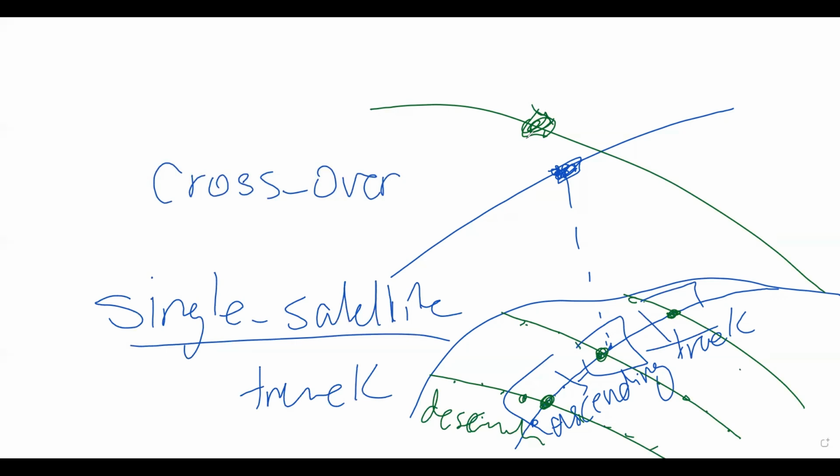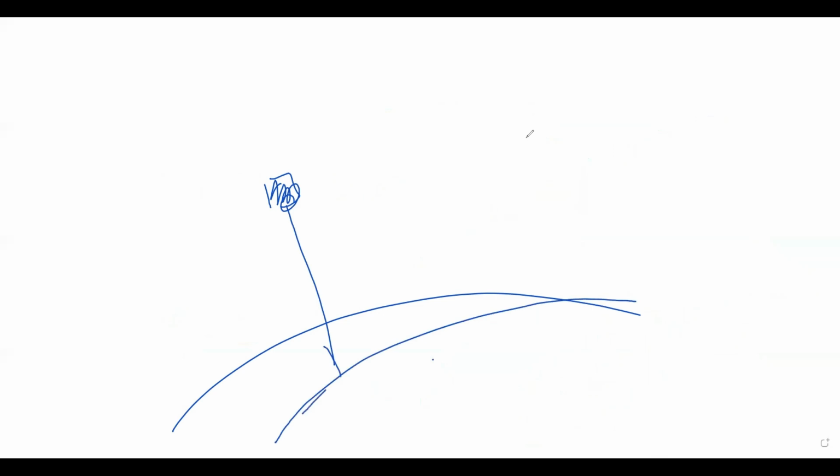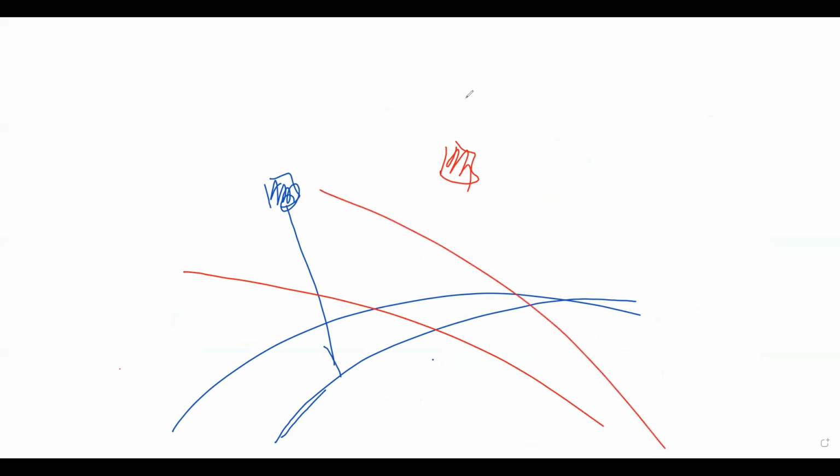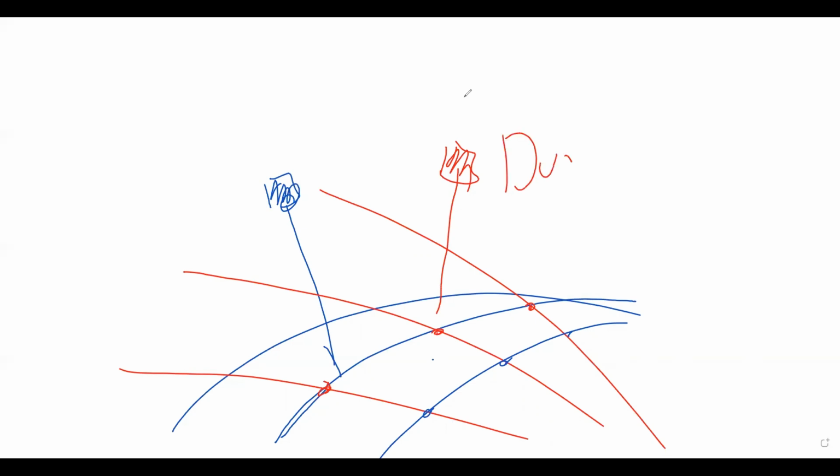Now consider another type. I draw the blue satellite moving, and it has a ground track here. And now I have another satellite, and this has another track. Could be ascending, could be descending. They will collide with each other like that. In this case, we say that this is the dual satellite track. It means the tracks between two satellites.